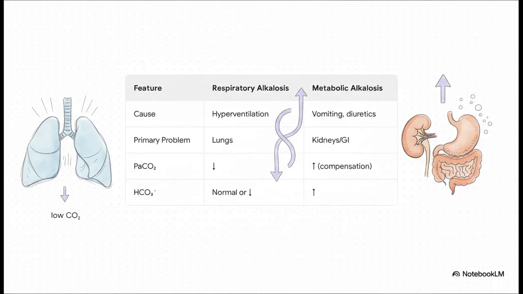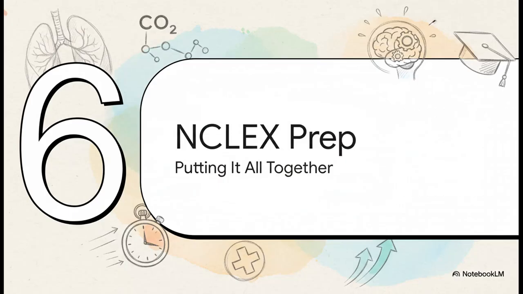Now, this is a spot where a lot of students get tripped up, so let's clear it up right now, telling the difference between respiratory and metabolic alkalosis. Yeah, they both give you a high pH, but where they come from is totally different. With respiratory, the problem starts in the lungs. It's all about low CO₂. With metabolic, the problem is in the kidneys or the GI system, leading to high bicarb. The key to telling them apart is looking at what started the problem and how the other body systems are trying to compensate.